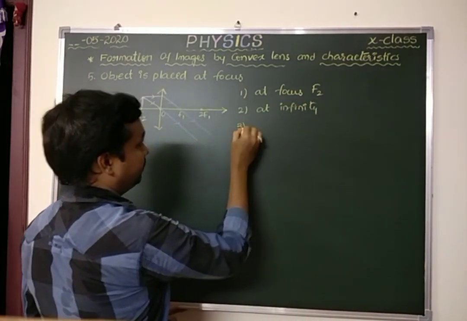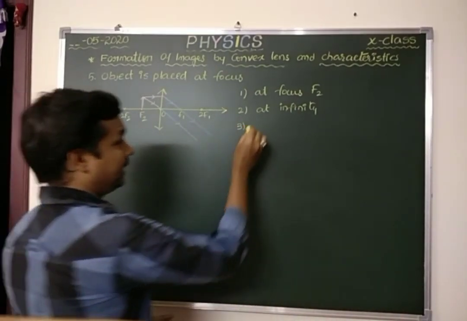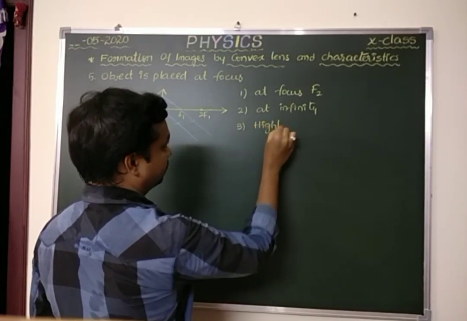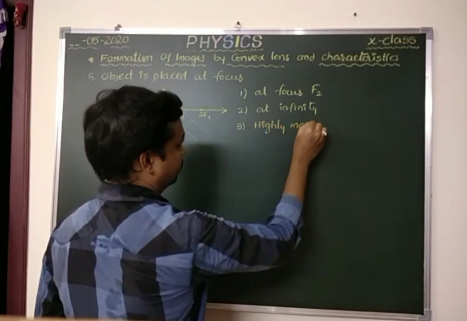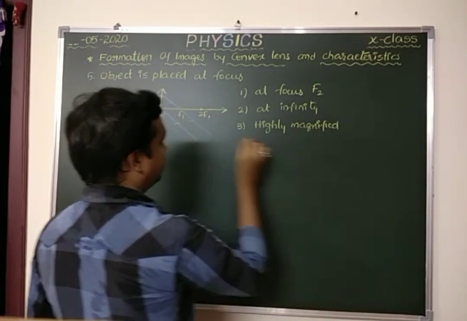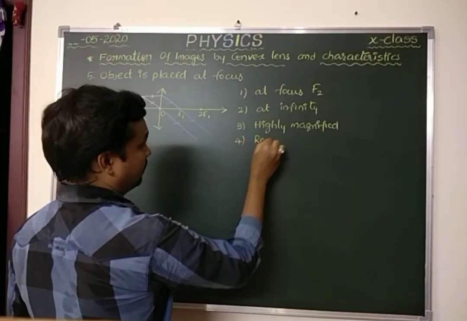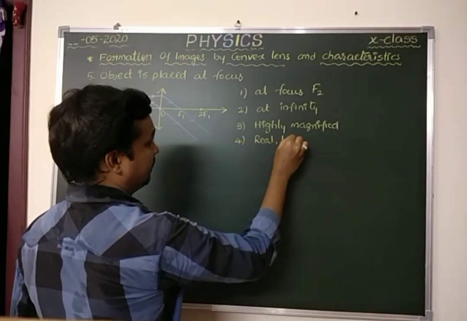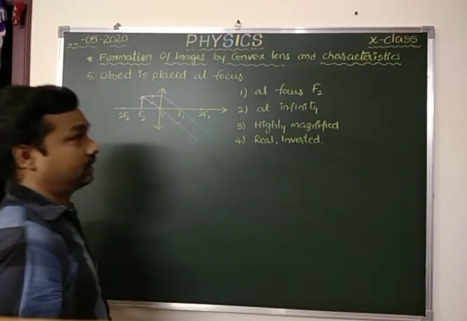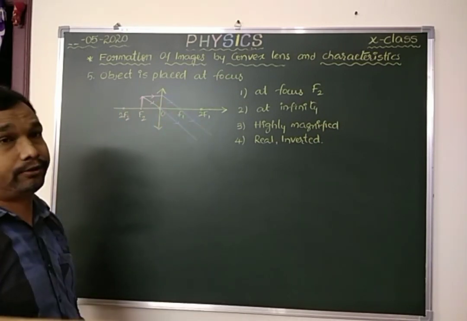What is the size of the image? If it is forming, it is highly magnified. What is the nature of the image? The nature of the image is real and inverted. This is the information about the object placed at focus.